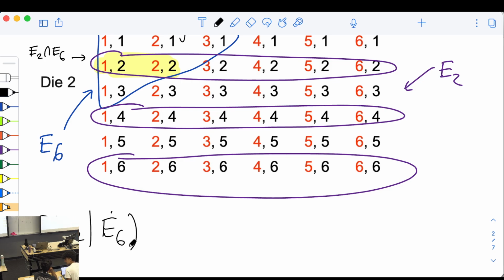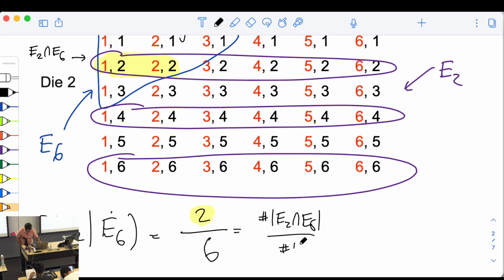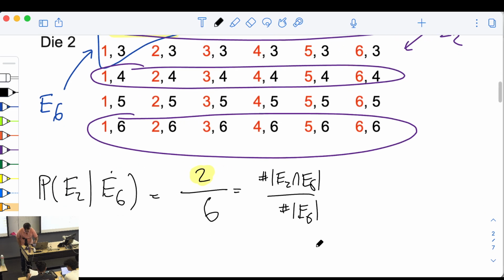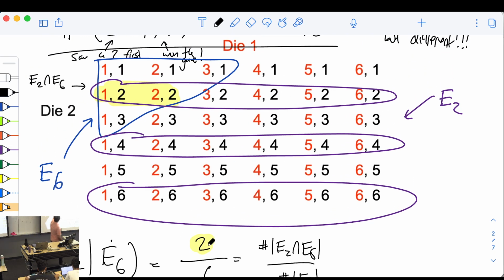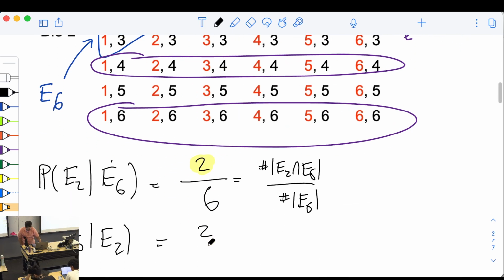Given that thing. So given E6, given that we're in the little triangle over there, that means we're dividing by 6. There's 6 things in this triangle. So the answer is 2 over 6: the 2 yellow things, E2 intersect E6, divided by E6. Okay? And if you do it the other way, then it's still 2 things on top, but now the denominator is all these other things. So that purple row plus that purple row plus that purple row, 3 copies of 6 is 18 things. And this is the number of things in E2.